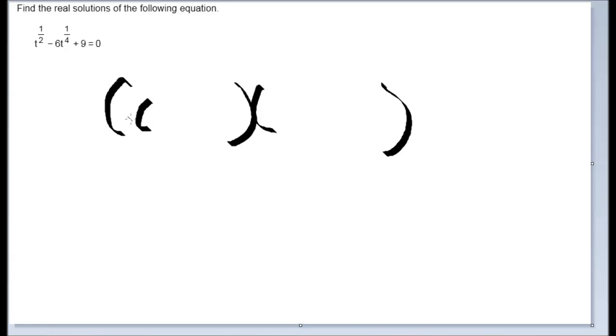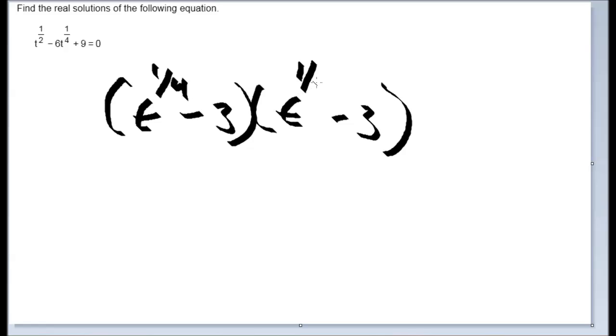I think you can see clearly that's going to be t minus 3, and then t minus 3. Of course, t times t is t squared, and that's 1/2, so we're going to put a 1/4 right here. Don't forget this is equal to 0. 1/4 plus 1/4 is 1/2, and of course you can see that that makes negative 6t to the 1/4.